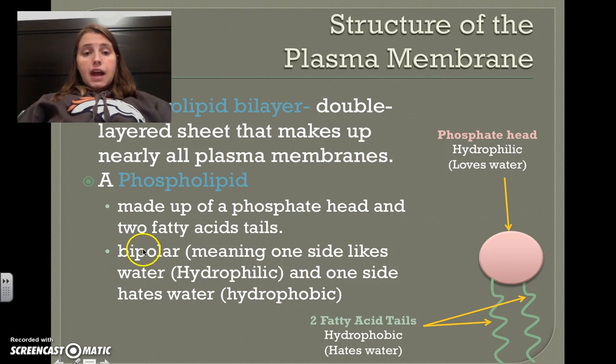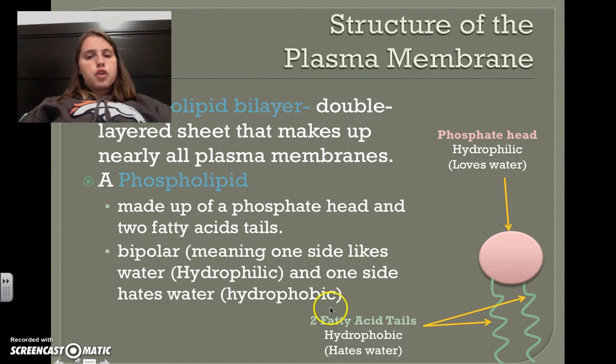Phospholipids are bipolar. That means that one side likes water a lot. That means hydrophilic. That's a new word. Hydrophilic means they like water or love water. And one side hates water and is hydrophobic. Hydrophobic means afraid of water or doesn't like water. So the phosphate head is hydrophilic. It loves water. And the fatty acid tails are hydrophobic. They hate water.